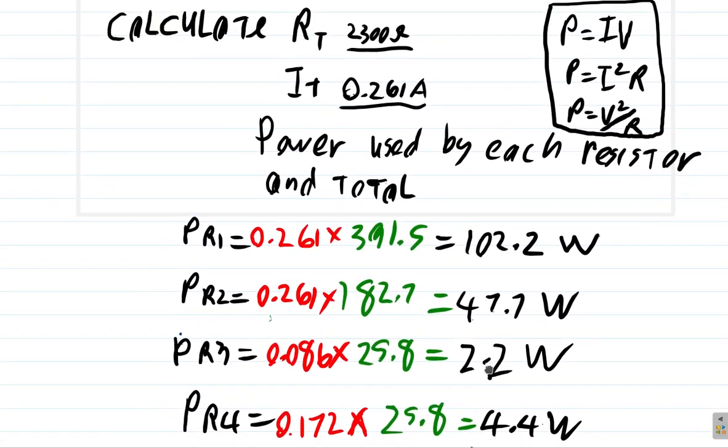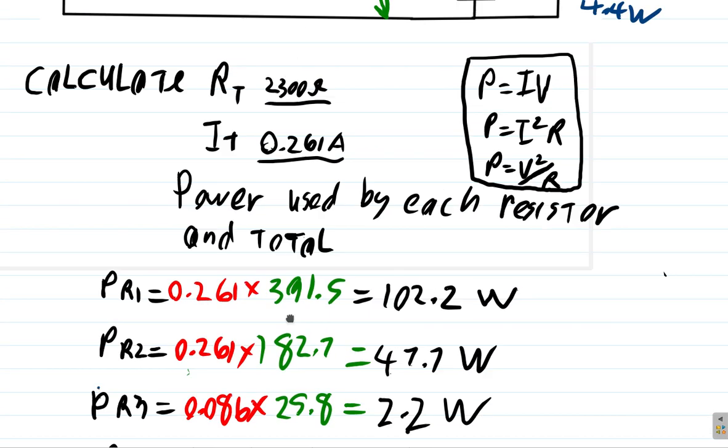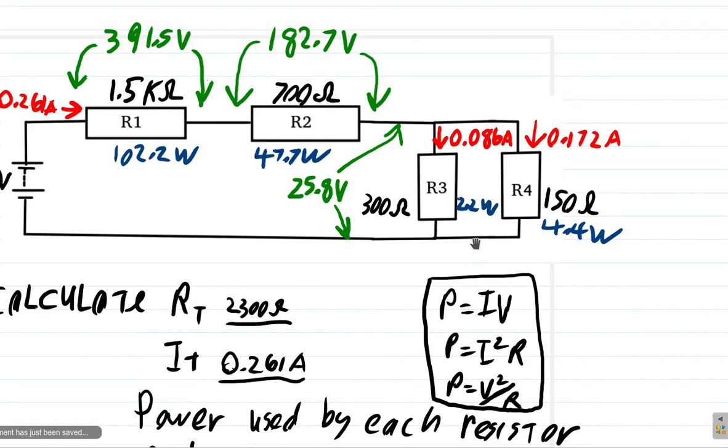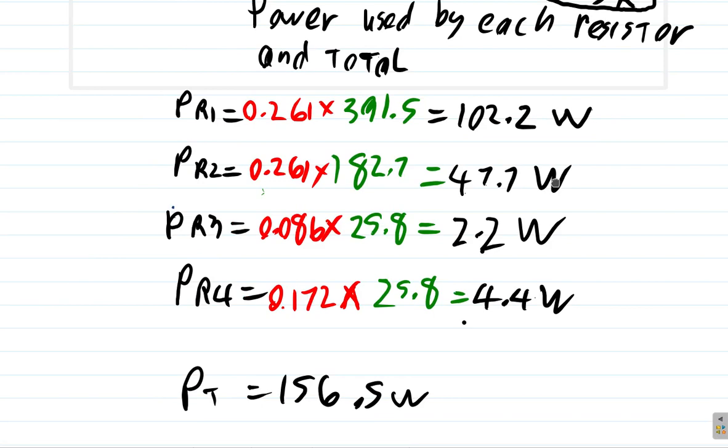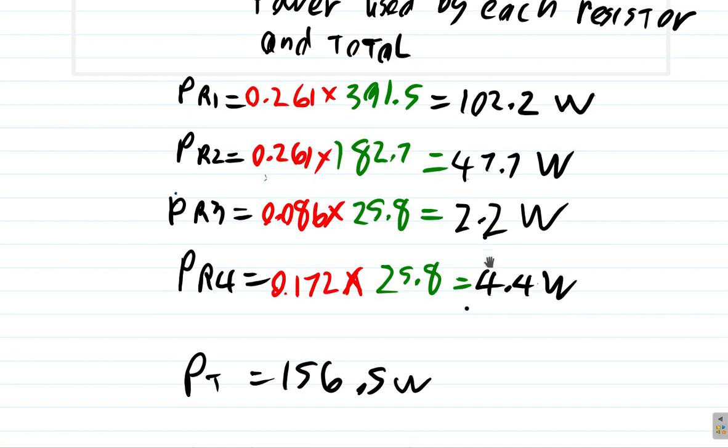Now notice that R4 is using twice the power of R3 because it has half the resistance. Being less resistant, it has higher current, so more power. So those loads that have higher power have lower resistance. But anyway, that's it for the individual power being used by each resistor, as well as the total power being used by the circuit.